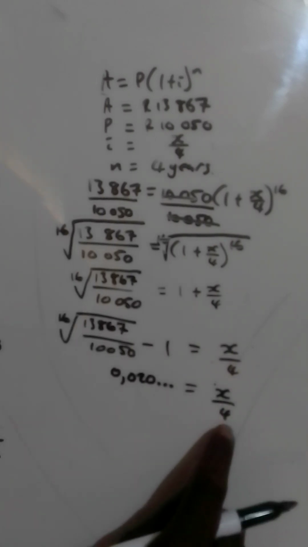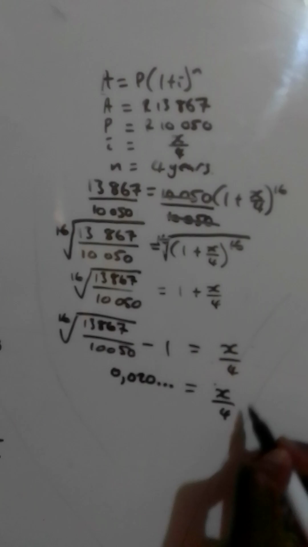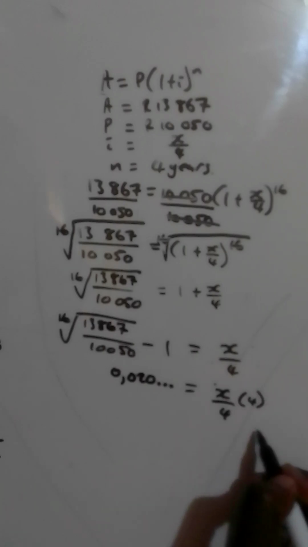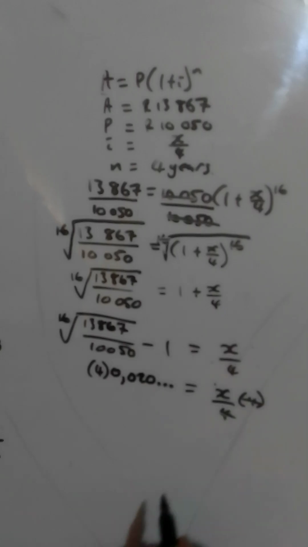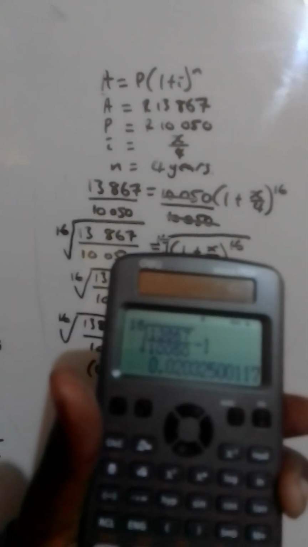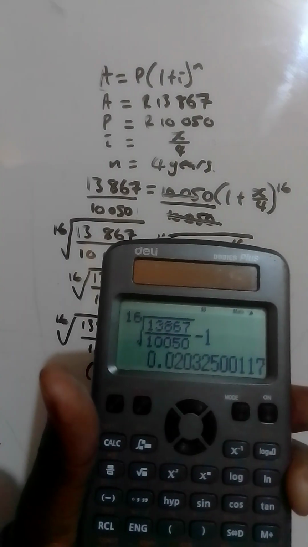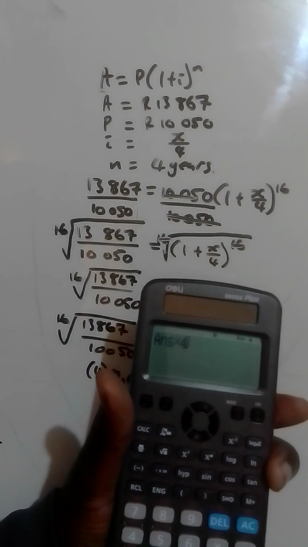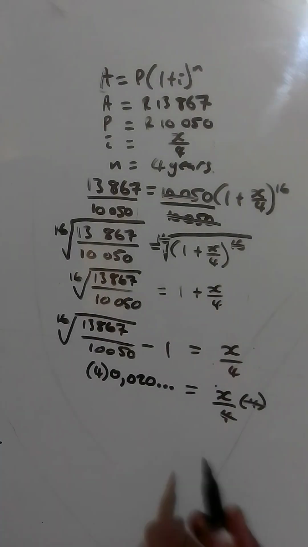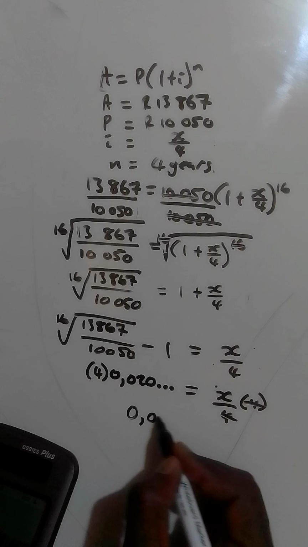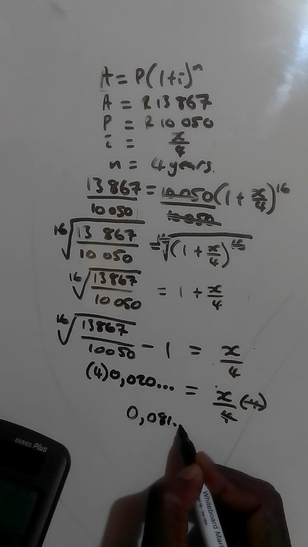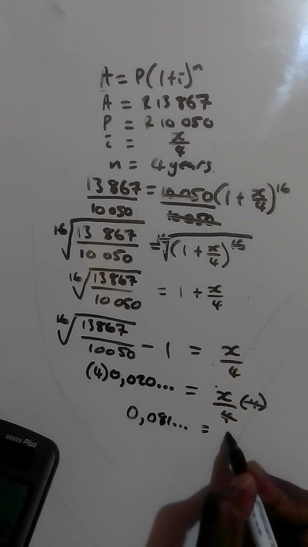However, I do not want this denominator of 4, so I multiply by 4 this side and I multiply by 4 on the other side. Now these two cancel out. Remember, I still have 0,020 on my calculator, so I must now multiply it by 4, which gives me 0,081. I put another ellipsis, which is equal to x.